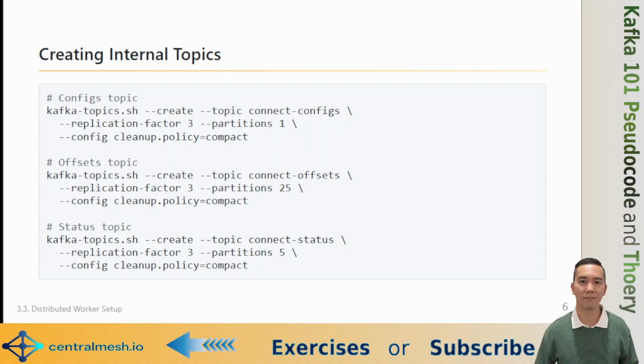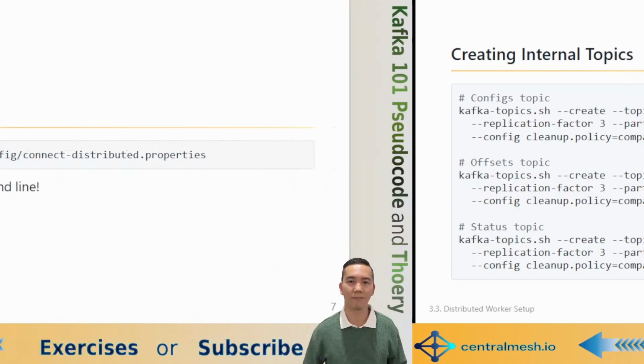Log compaction ensures Kafka keeps only the latest value for each key, which is exactly what we want for configurations, offsets, and status information. You'll also notice the number of partitions is different for each topic. The configuration topic only needs a single partition because the connector configurations change infrequently. The offsets topic has many more partitions to support higher write throughput, while the status topic sits somewhere in between.